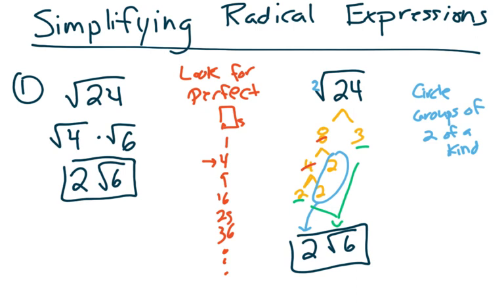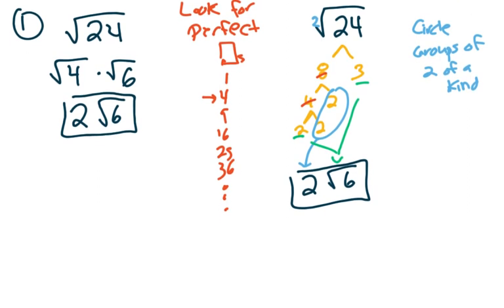Now what this helps us do is if we had anything other than 2, we could still use this process. We would just be circling groups of 3 of a kind or 4 of a kind or 5 of a kind. So for example, let's try the cube root of 24.